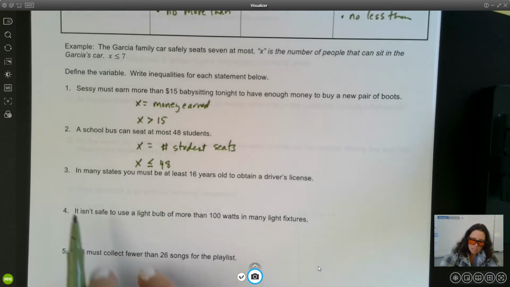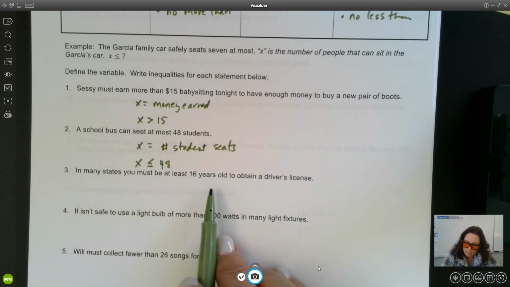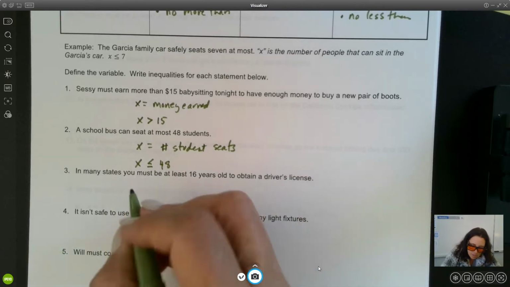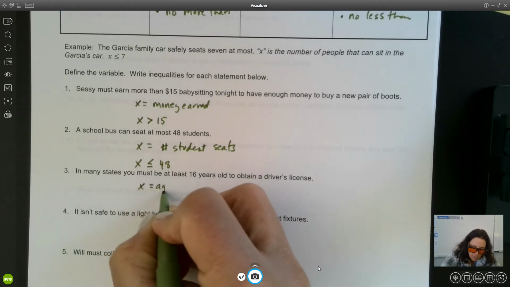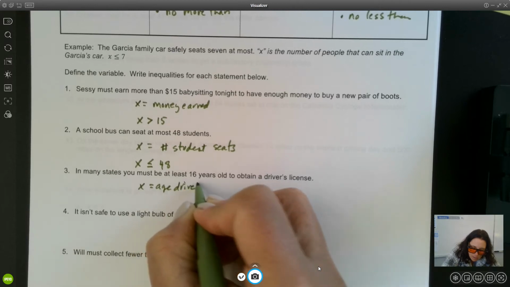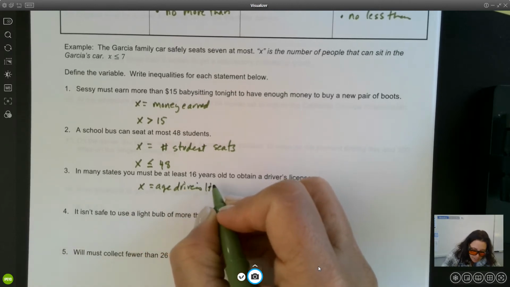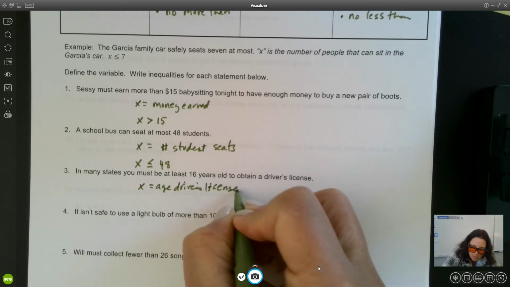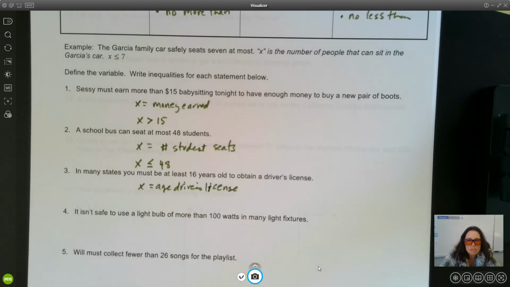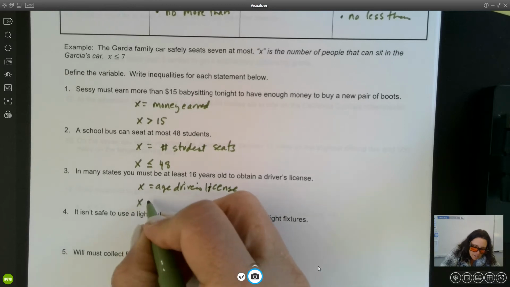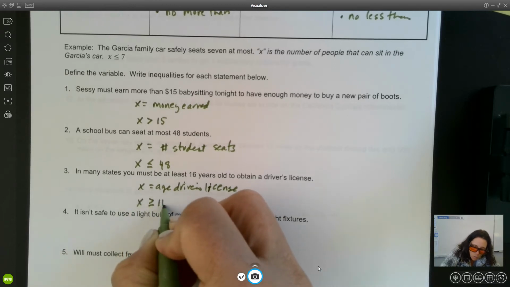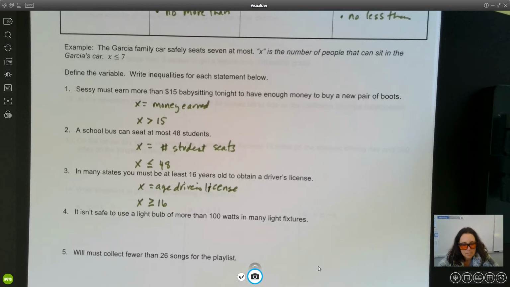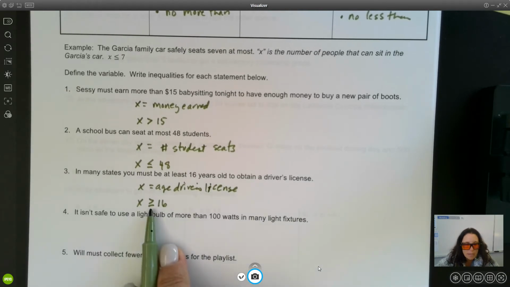That's what that means. In many states, you must be at least 16 years old to obtain a driver's license. So we're going to let X equal the age to get a driver's license. I always mess this one up, where the S is and where the C is. I always have to think. X is the age to get a driver's license. Now, doesn't it make sense that you need to be 16 or greater? 16 years old handles that equal sign there, or anything more than that.